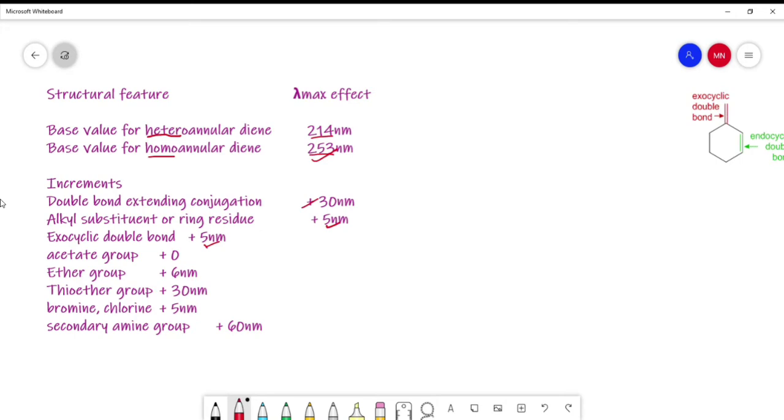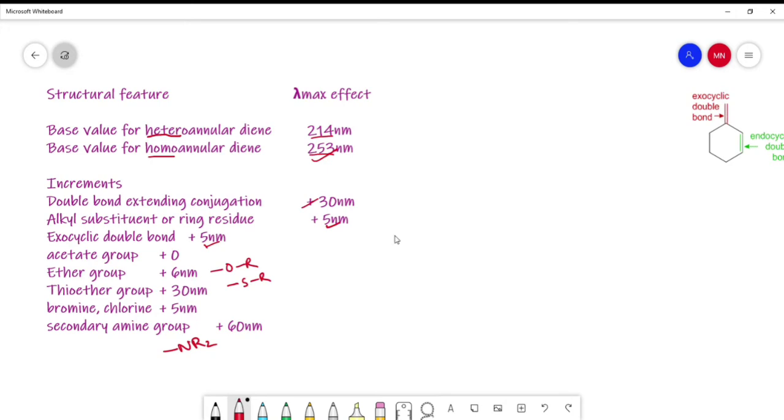For an ether group like OR, you add 6 nanometer, and for a thioether group like SR, you add 30 nanometer. For bromine and chlorine, you add 5 nanometer, and for amine groups like NR2, you add 60 nanometer. So this is the Woodward-Fieser rule for calculating lambda max.